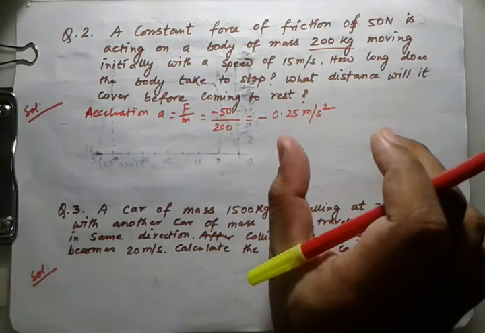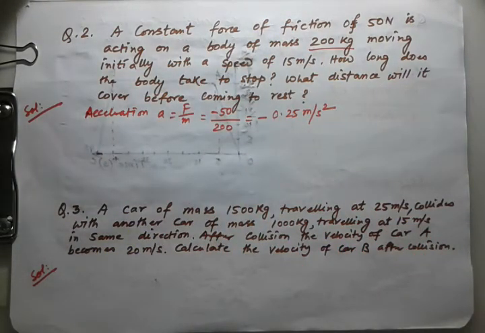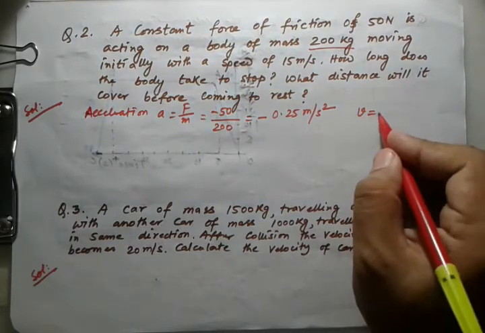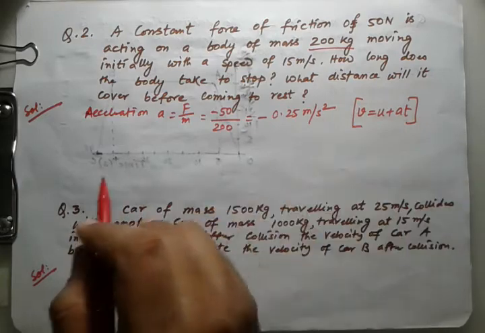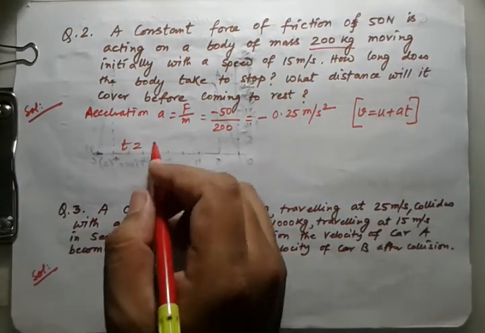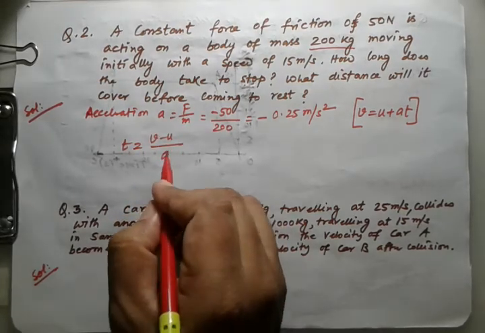So before doing the numericals, you can write down what the known things are. It will be easy for you to understand. Now which formula will you use? Use this formula, v is equal to u plus at. From there we'll find out t. So t is equal to v minus u by a.